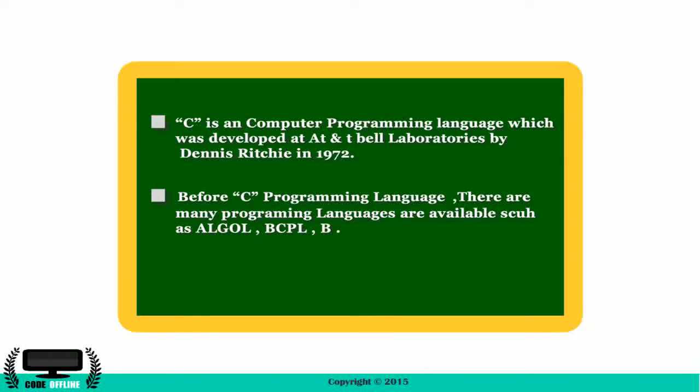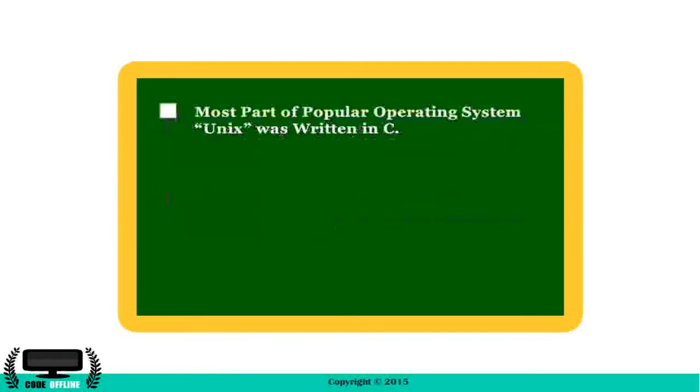So, to overcome this problem, the need for a programming language which can be applied to any field developed. It can be used to write system software, application software, design games, and write operating systems. With the help of such a need, the C programming language evolved. Most of the popular operating system Unix was written in the C programming language.